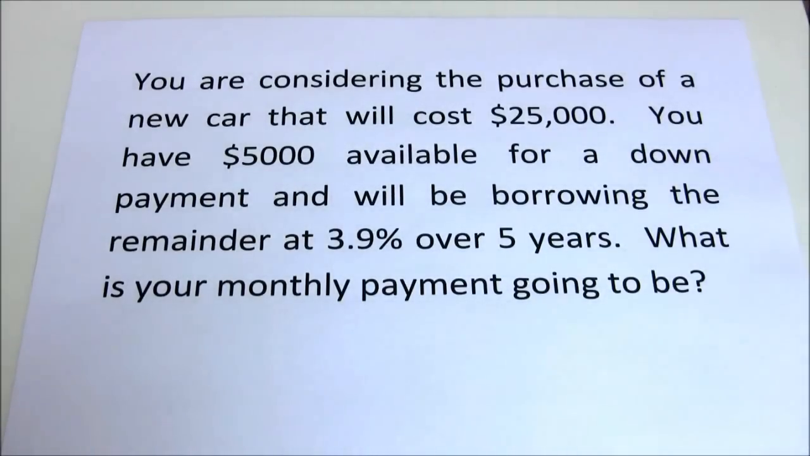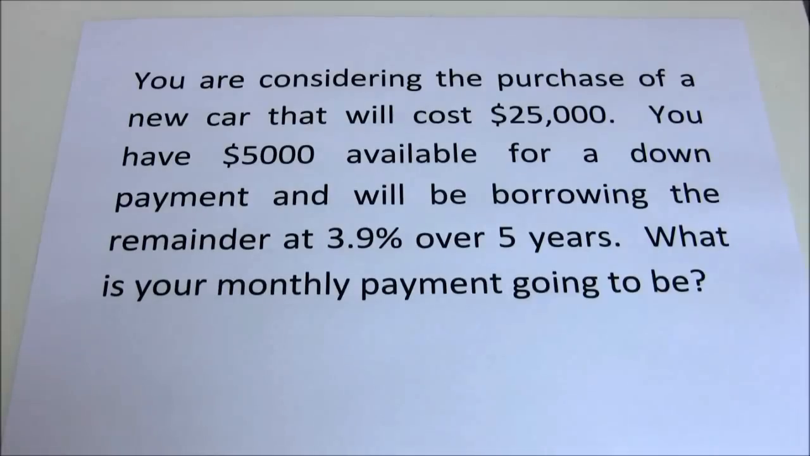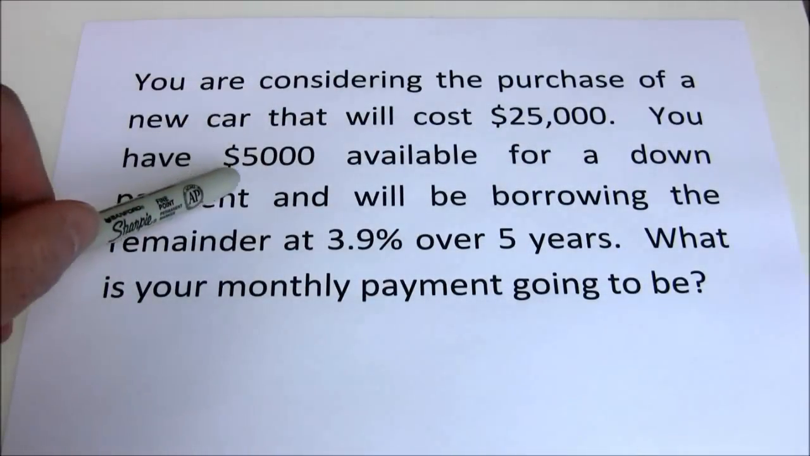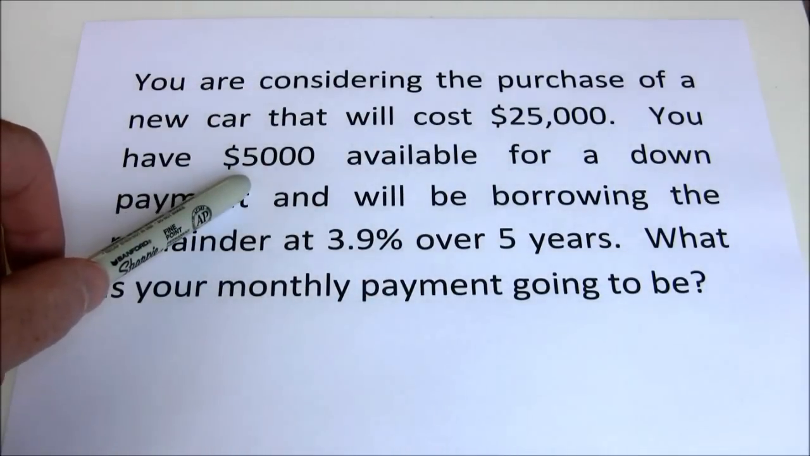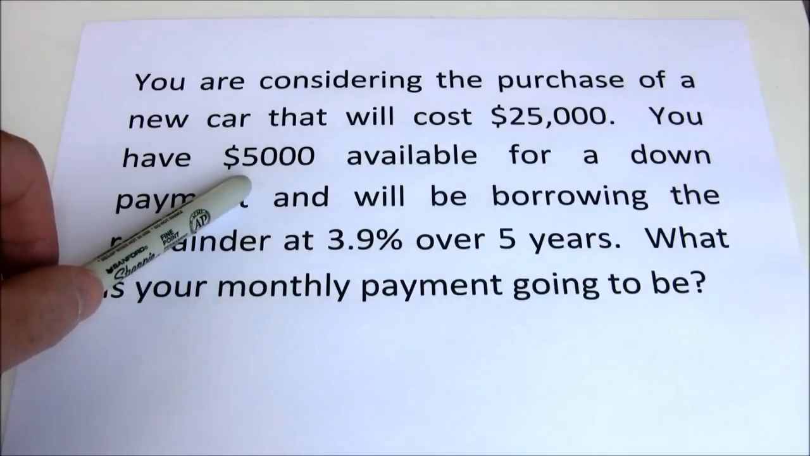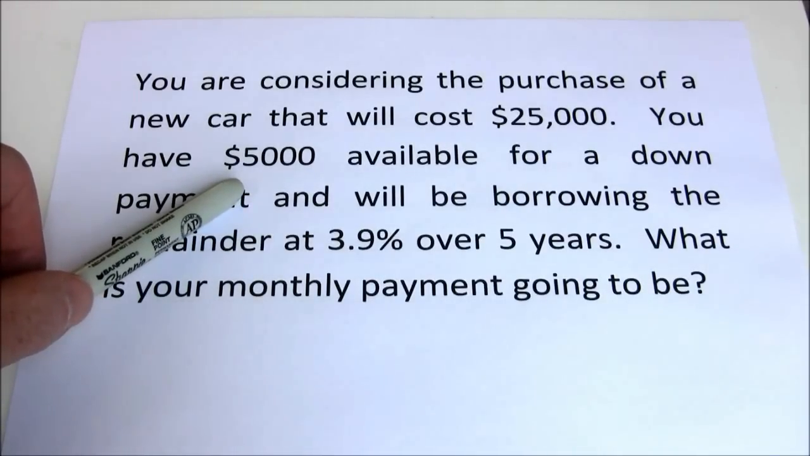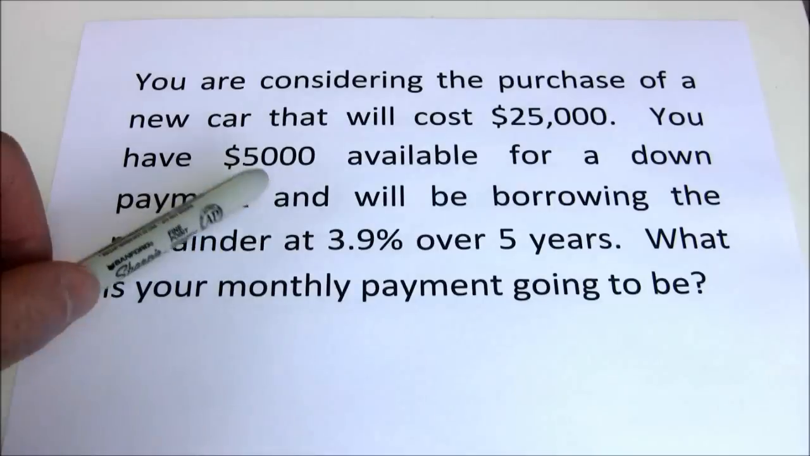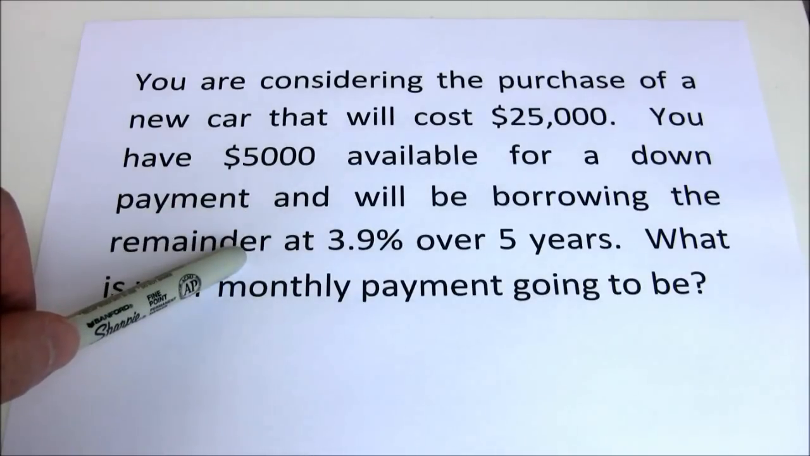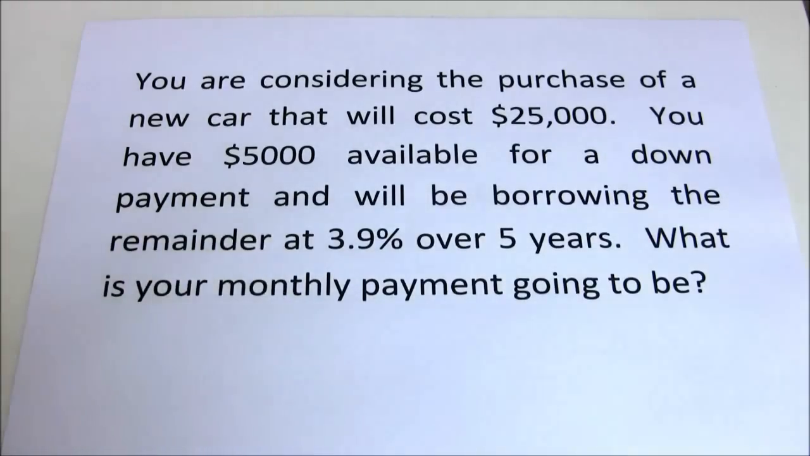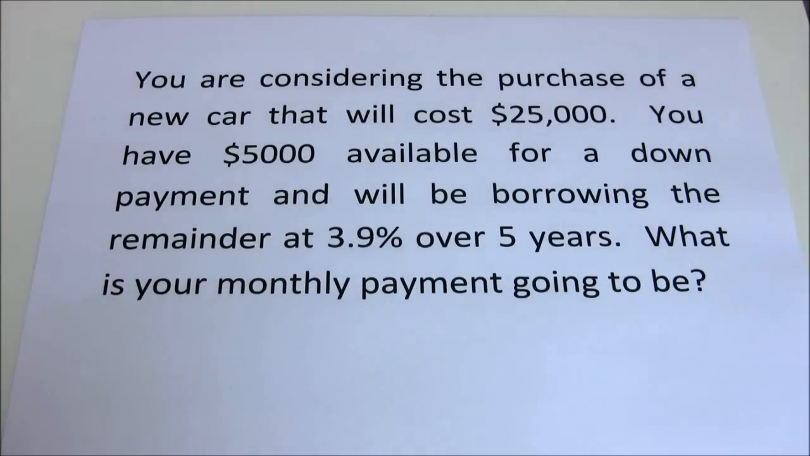Our last problem that we're going to go to is figuring out a car loan. So now you're considering the purchase of a new car that will cost $25,000. You've got $5,000 available for a down payment. So that means you've got $5,000, you're buying something that's $25,000, you've got to borrow $20,000 in order to purchase a car. So you're going to be borrowing that remaining $20,000 at 3.9% over 5 years. And now we want to know what the monthly payment is going to be.